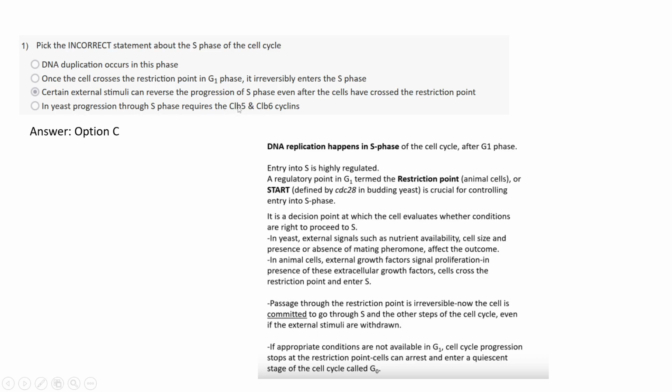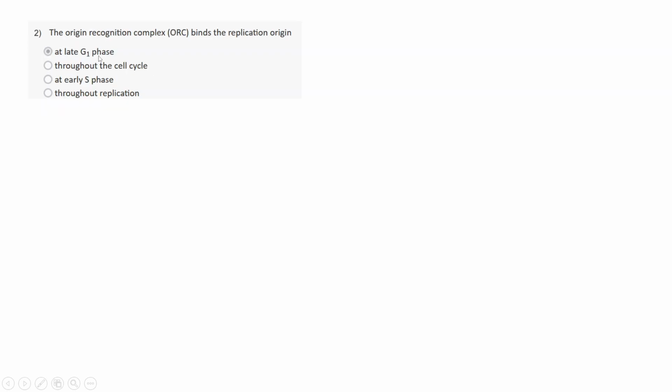CLB5 and 6 are required during the S phase. These are the cyclins which are present. In mammals, generally, there is the CDK2 cyclin E complex in the S phase, but in yeast there are CLB5 and 6 cyclins. And certain stimulus can reverse the progression of S phase even though the cells are past the restriction point. So this is incorrect, because once the cell has passed into the S phase, it cannot be reversed. So option C is incorrect.